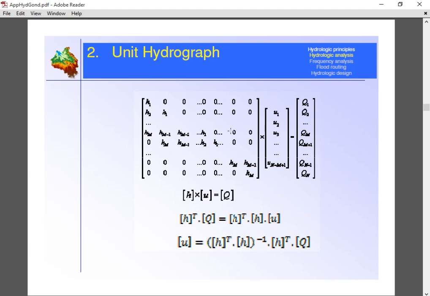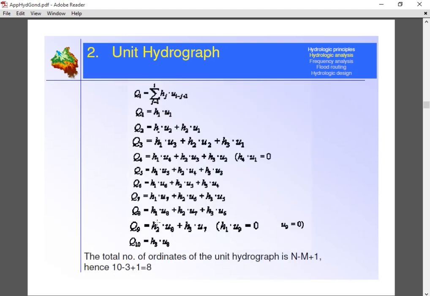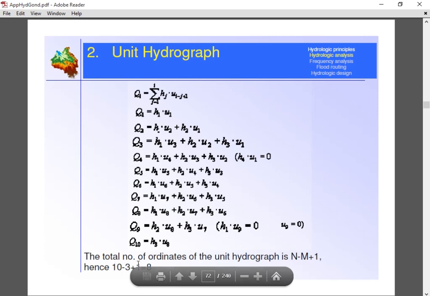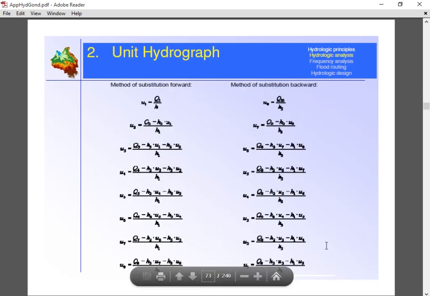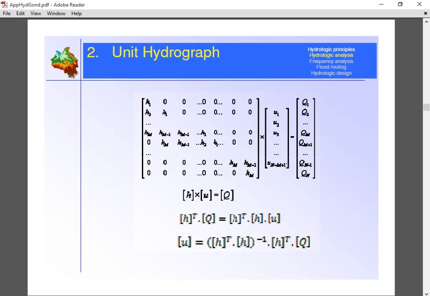So we can summarize what we have been saying before in such a way. For instance, we have H1, H2, and H3 up to Hn. So we can rewrite the matrix in such a way for the precipitation, and you can multiply using these components of the unit hydrograph, that is U1, U2, U3 up to U(n-m+1). As we have indicated before, the number of ordinates of the unit hydrograph is n-m+1. That is why we are proceeding up to U(n-m+1).